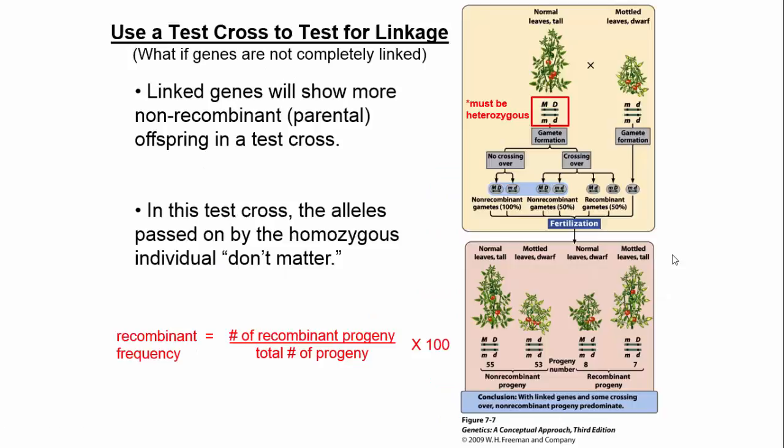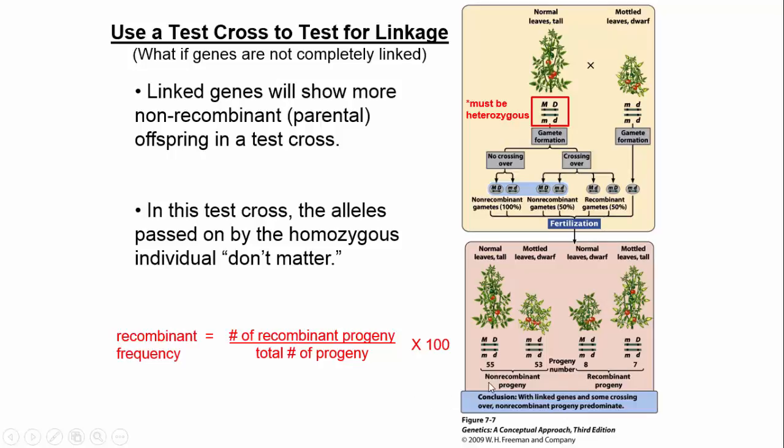Okay, we can use a test cross to test for linkage, and we can use it to calculate the distance between 2 genes in terms of map units. The formula to do this is this. If you want to calculate the recombination frequency, the first step is to take the number of recombinant progeny, which on this slide is 8 plus 7, that's 15, divided by the total number of progeny. So you have to add all these up.